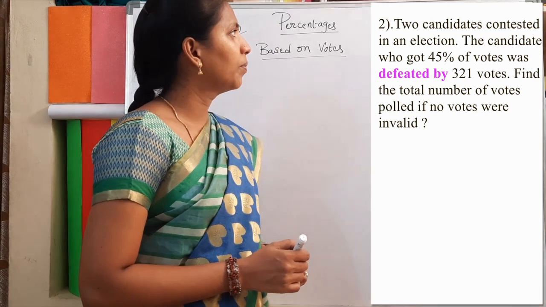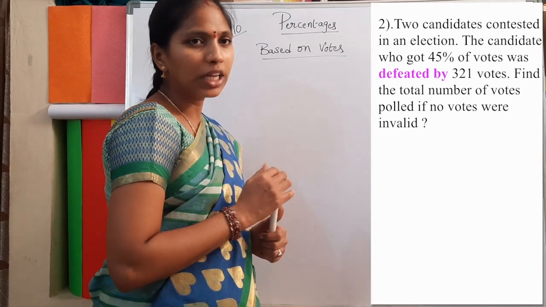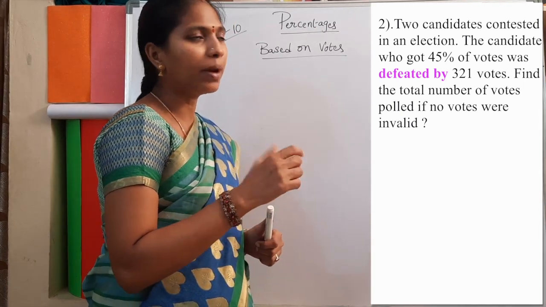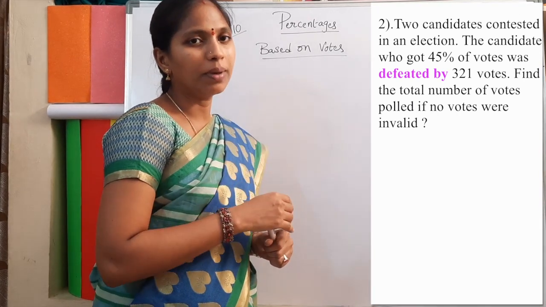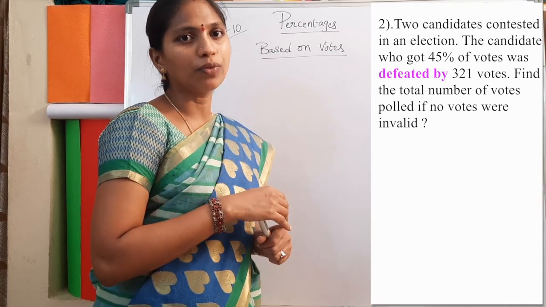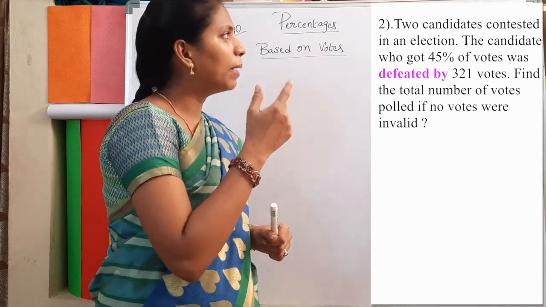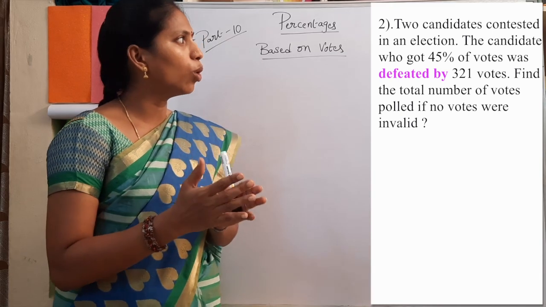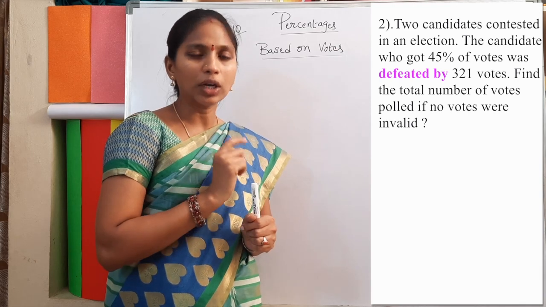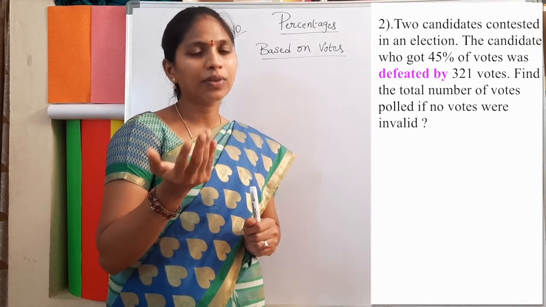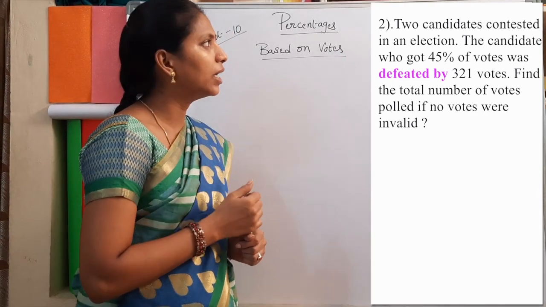Now see the second question. Two candidates contested in an election. The candidate who got 45% of votes was defeated by 321 votes. In the first question, it was by a majority of, because the first person got 60% of votes and the second person 40%. That's why the word is by a majority of. But in the second question, the candidate with 45% of votes was defeated by 321 votes. That means the first candidate got 45% and the second candidate 55%. So the word defeated by is an important word.